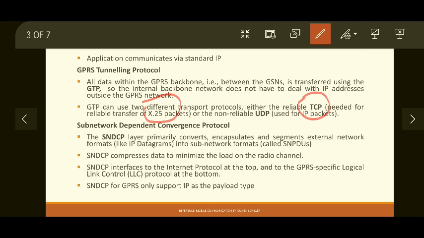And if the external data network is using simple IP as a network layer protocol, then you can go for UDP. UDP works well with IP. It has no restriction, but X.25 forces a reliable data delivery. So you have to go for TCP. So that job is done by GTP. Depending on the external network, choose the appropriate transport layer protocol and deliver the packets.